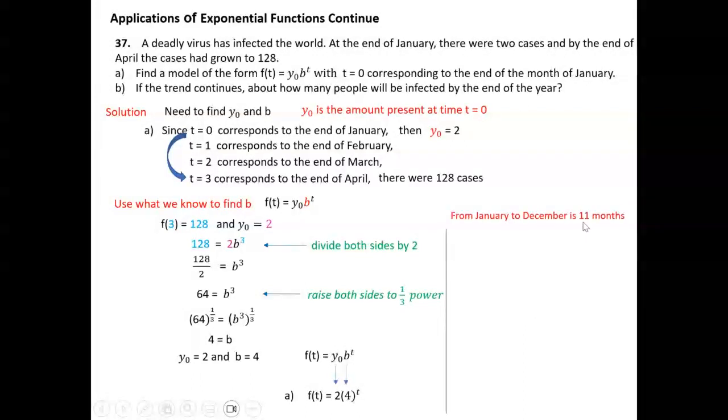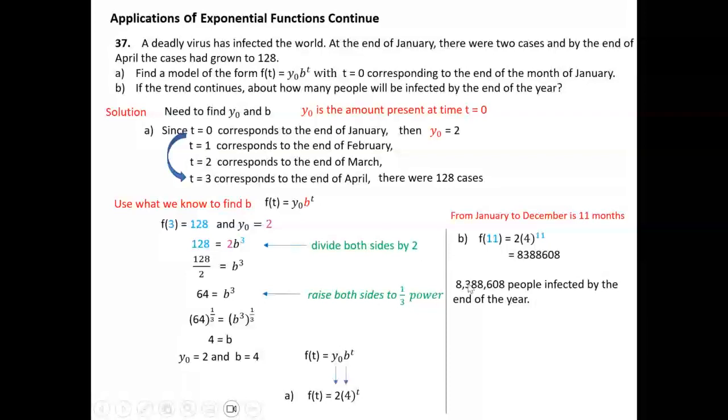So from January to December, it's going to be 11 months, right? Because the end of January to the end of December will be 11 months. So we're going to be evaluating f of 11. And we just plug in 11 for the t and put it in the calculator, guys. So this is how many people will be infected. About 8,288,608 people will be infected by the end of the year.